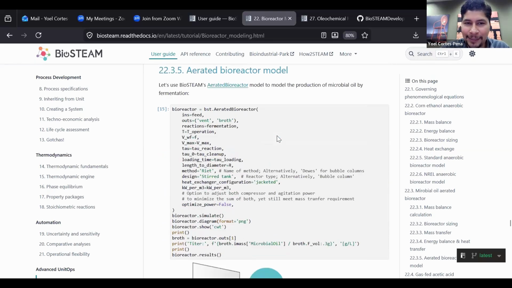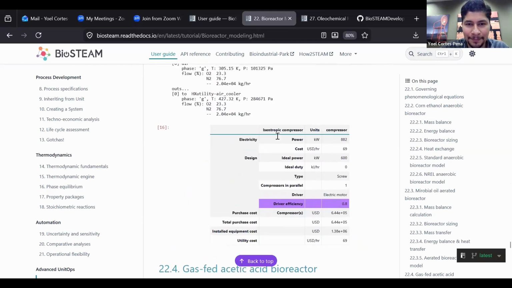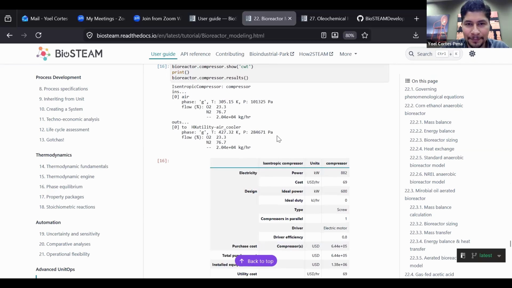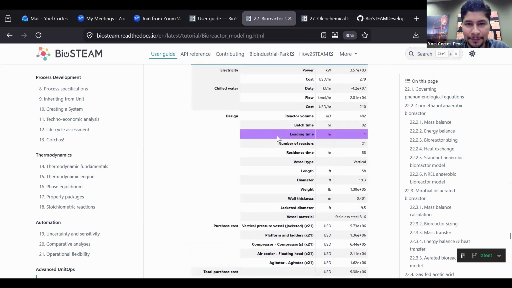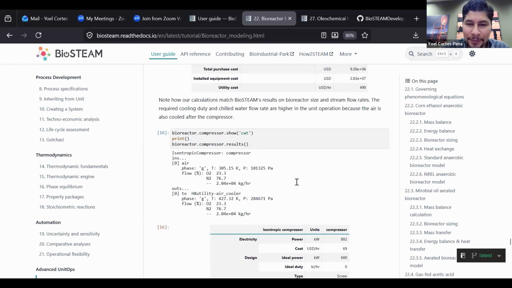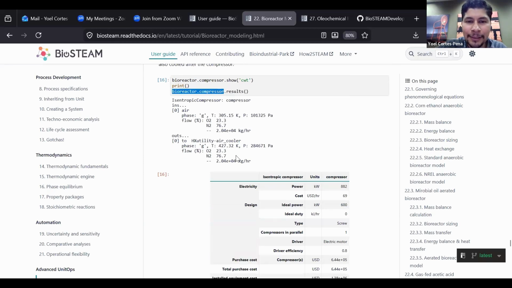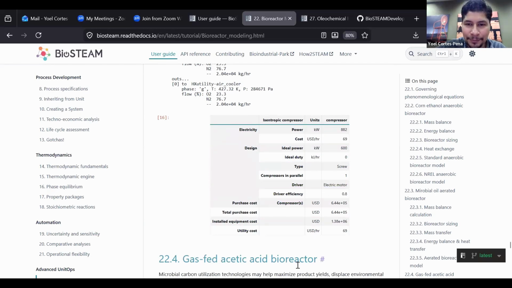Any more questions? We have time for one more. Okay. Well, to finish up here with the bioreactor, it also includes an internal unit operation called the compressor. And if you want to look at detailed results for the compressor, it works just like any other unit operation. It's just embedded in the bioreactor. And you can have a look at the flow rates of the compressor and the results.